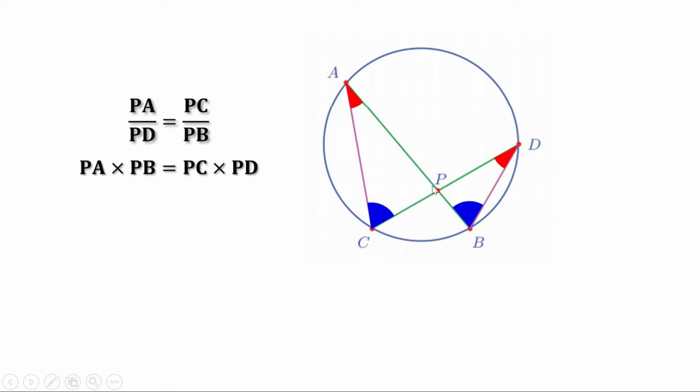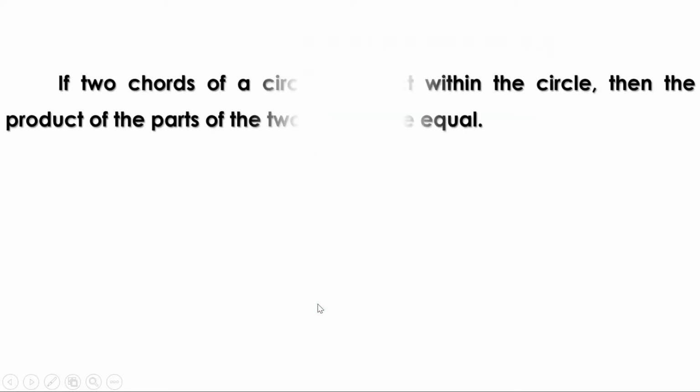That means, P is the intersecting point. The product of these two parts is equal to the product of these two parts. Or we can say, if two chords of a circle intersect within the circle, then the products of the parts of the two chords are equal. This is a very important result which we have to apply in many situations.